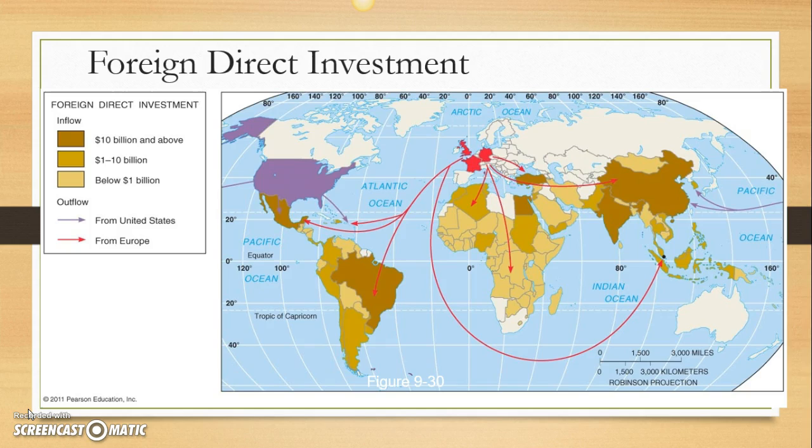Okay. Then if we look at foreign direct investment overall, just in terms of what's flowing in and what's flowing out, right? So the arrows, by the way, red from Europe, purple from the United States. Okay, so where are we investing? And the United States, by and large, is investing in Asia, and this graph was for a book put together in 2011, so the information is probably from about 2009.